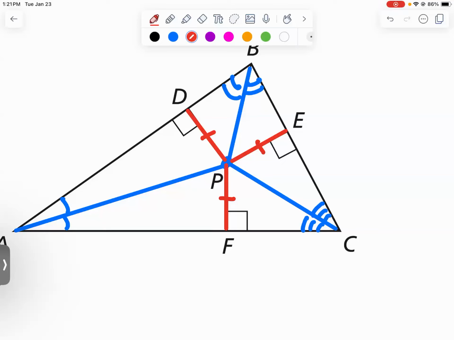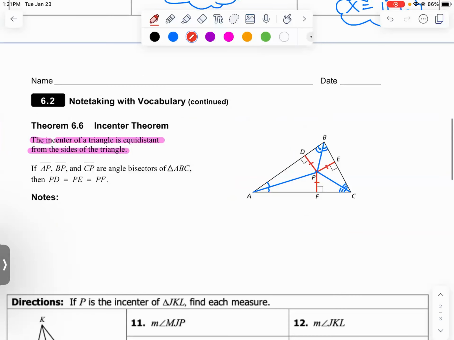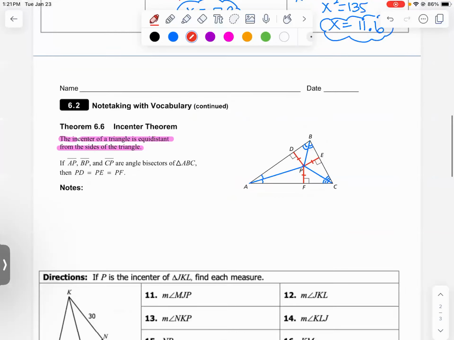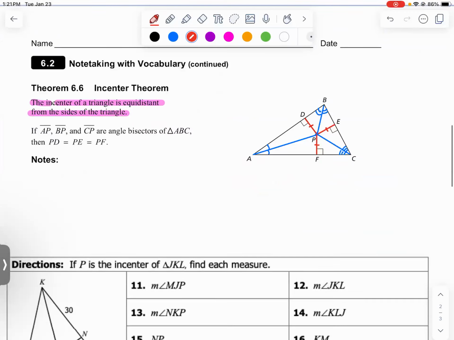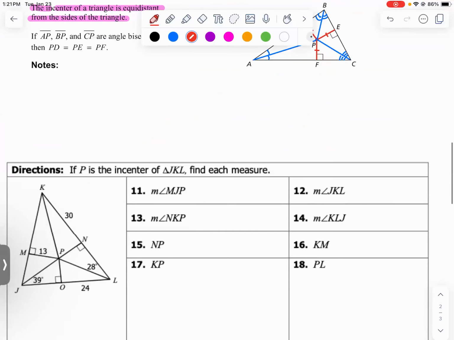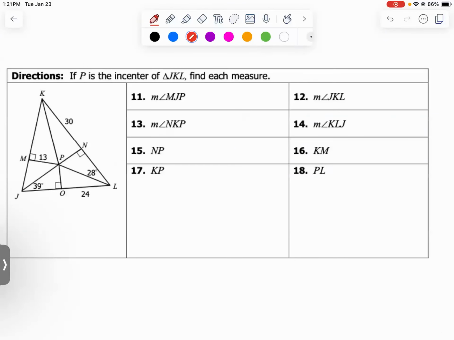Okay, so the blue lines are angle bisectors. They're meeting at point P, which has the same distance in red to all three of our sides. Okay, so if you would go back to your folder, and we're going to do this cute little one right here. P is the in-center. P is where all of our angle bisectors are meeting.